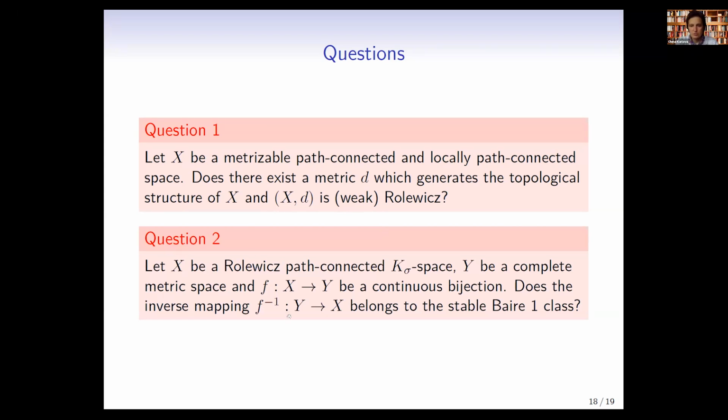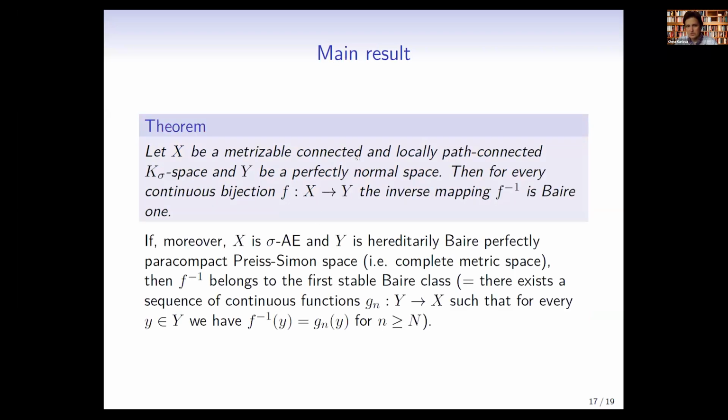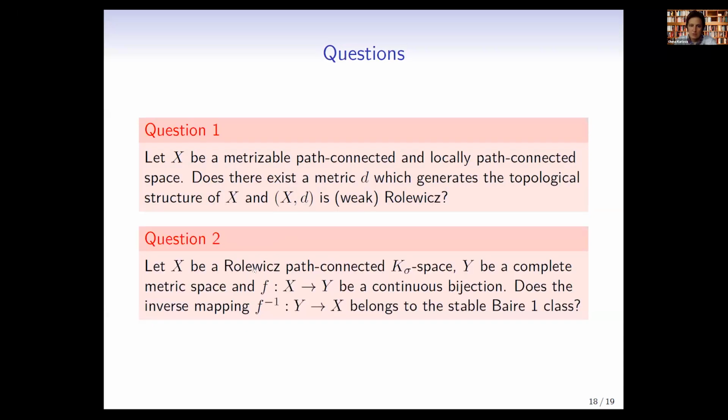And the second question follows from this main result, where in order for the inverse map to belong to the first stable Baire class, we need X to be a sigma absolute extensor, such a strong condition. And I wonder if we can replace this condition by the condition that X is a Rolewicz space.